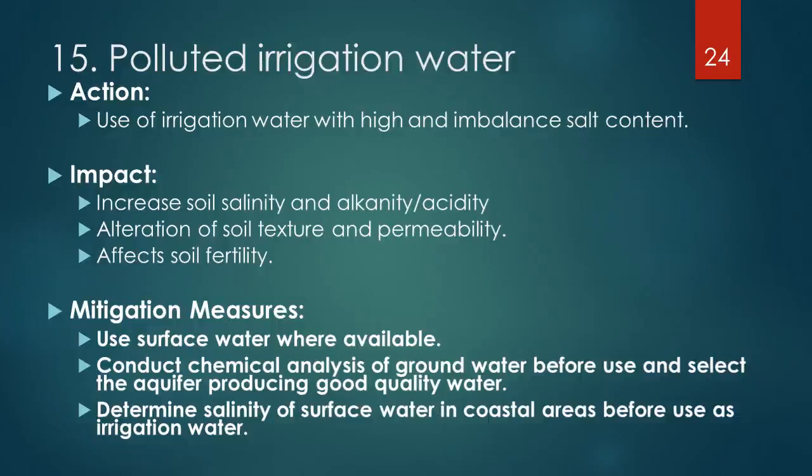Polluted irrigation water. The action is use of irrigation water with high and imbalanced salt content, and the impact increases soil salinity and alkalinity or acidity, or alters soil texture and permeability. The effects affect soil fertility. Mitigation measures: use surface water where available, conduct chemical analysis of groundwater before use, and select the aquifer producing good quality water. Determine the salinity of the surface water in coastal areas before use as irrigation water.